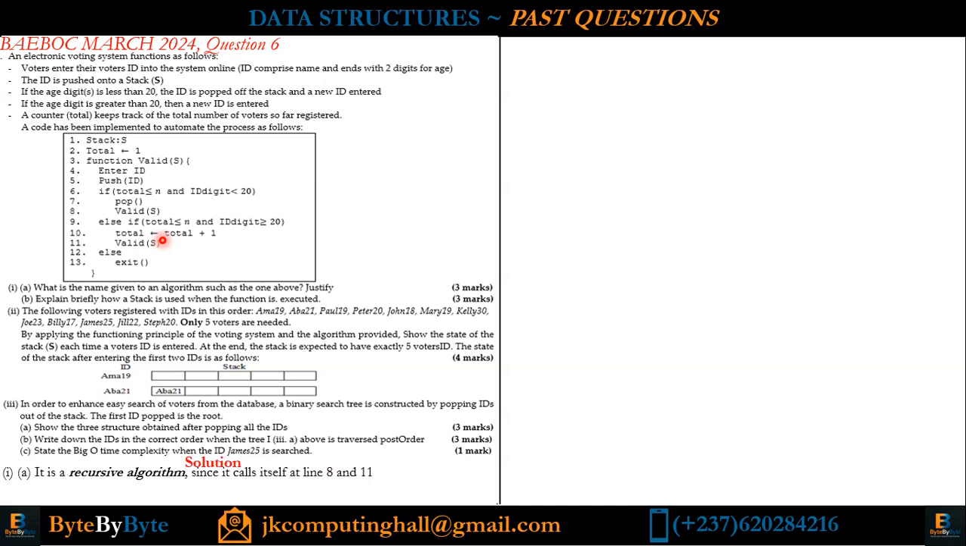Solution. It is a recursive algorithm since it calls itself at line 8 and 11. Remember, this is the algorithm valid, as you can see. So here, we are calling valid, and here we are still calling valid. And now you will say, we are not sure that this is the method, because look at line 3, we say this is the function valid. And inside valid, I have instances of valid again, which shows that it is a recursive function.